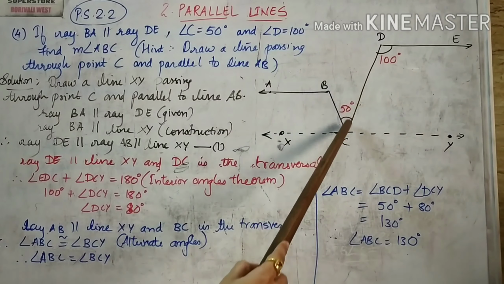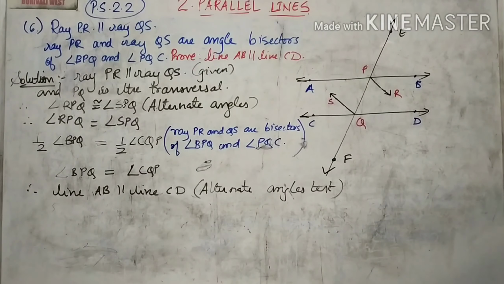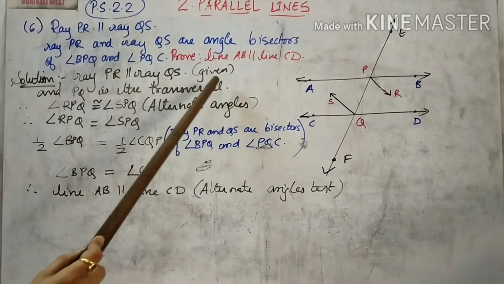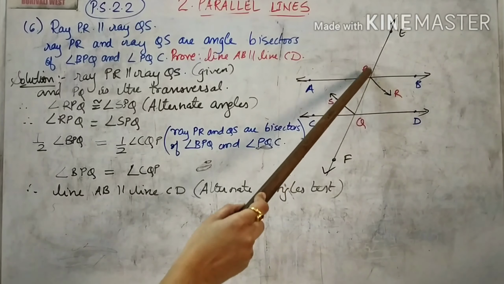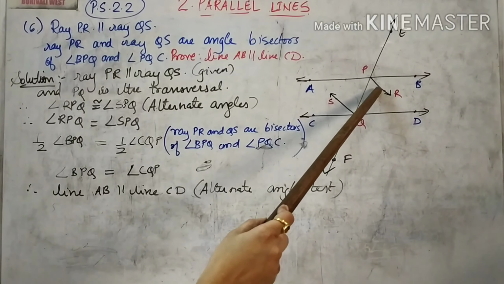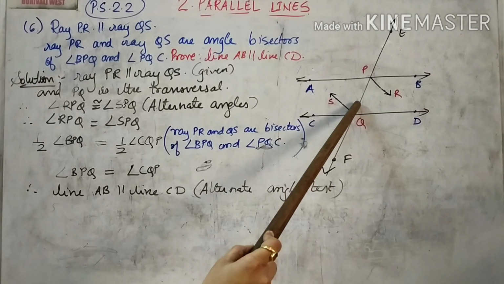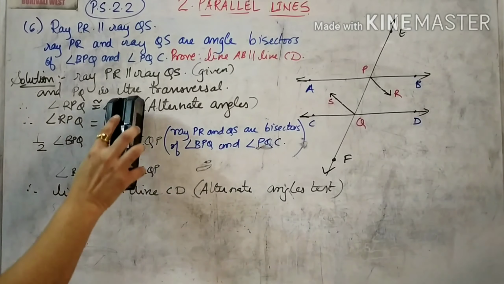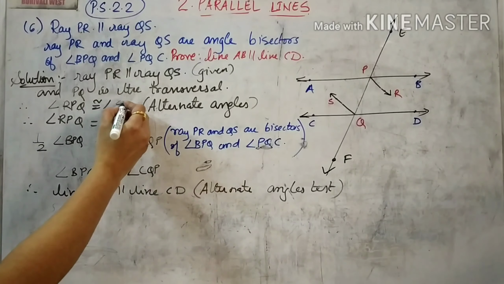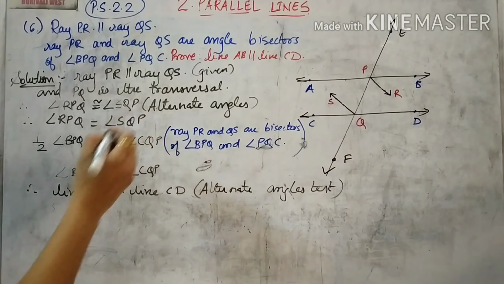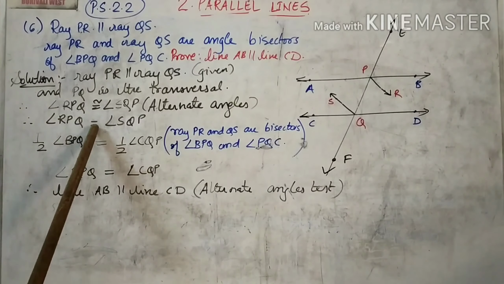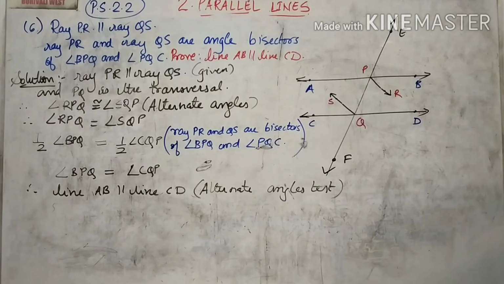So we are supposed to prove that AB is parallel to CD. Let us see how we are going to do this. First we write down ray PR parallel to QS as it is given, and if this is parallel to this and this is a transversal, can I say this angle RPQ and SQP are the alternate angles? Okay, so therefore by that knowledge I'll write down this as congruent, and in the next step I'll write down them as equal.